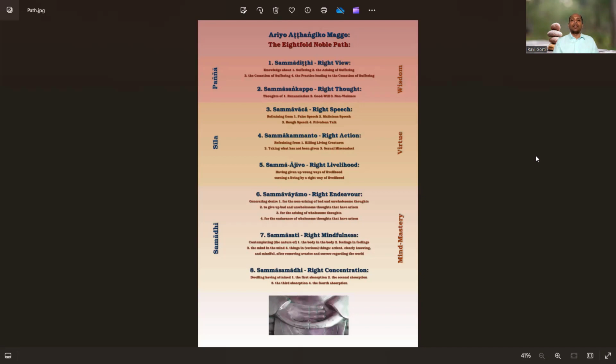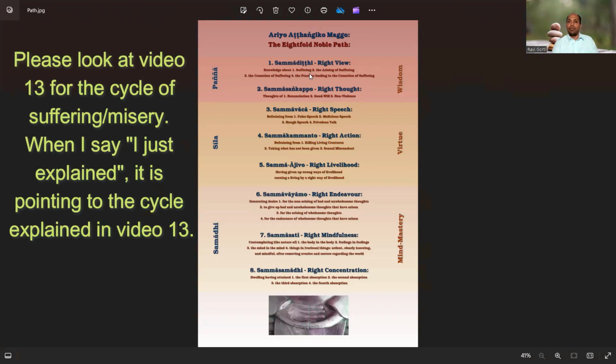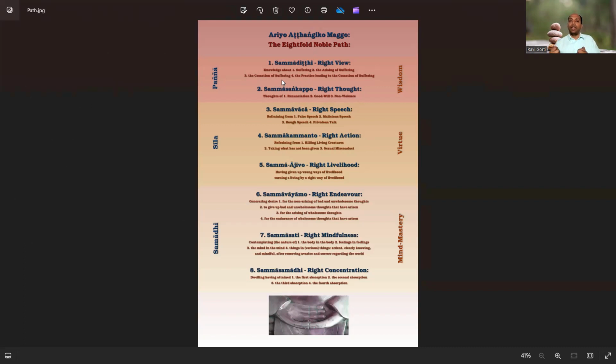The first one says Samadhi or right view. So, right view is the knowledge about suffering, the arising of suffering, the cessation of suffering, the practice leading to the cessation of suffering. I just explained how suffering happens. The cessation can happen only if your reactive mind changes to observatory mind, and the practice leading to the cessation of suffering, right? Basically, meditating, and making your mind more and more observatory instead of reactive. So, this is what constitutes the right view.